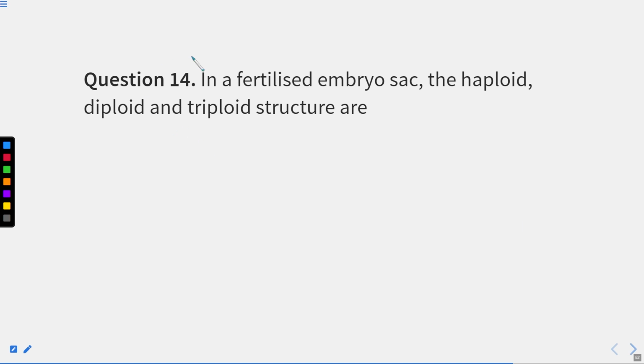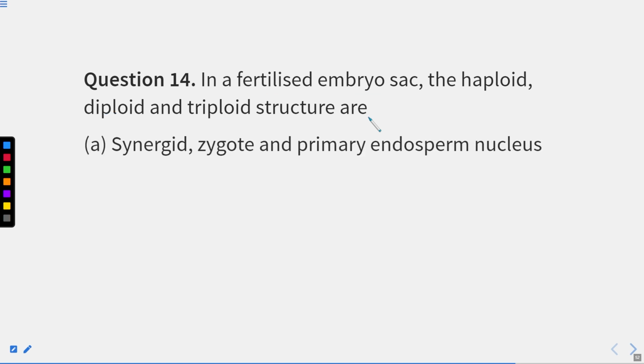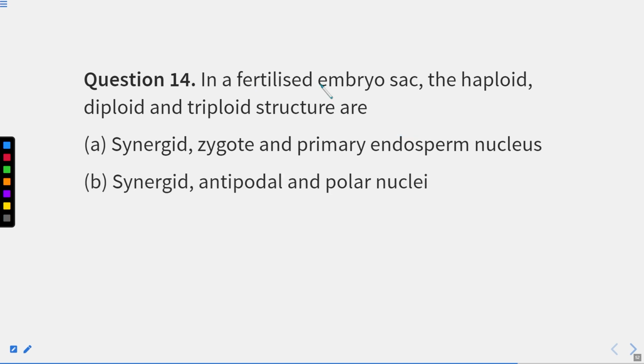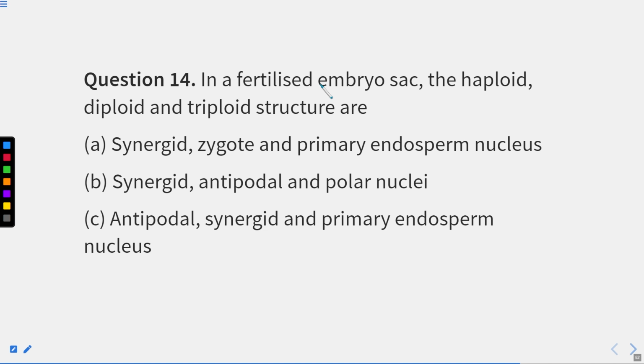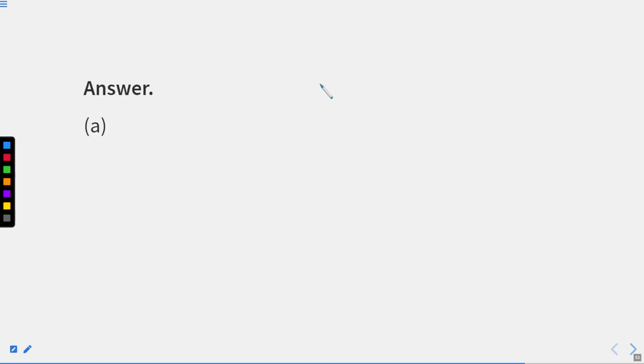Now let's talk about question number 14. In a fertilized embryo sac, so here they are asking about the fertilized embryo sac, the haploid, diploid and triploid structures are, options are: A, synergid, zygote, primary endosperm nucleus. Again I will repeat, they are talking about the fertilized embryo sac. Option B, synergid, antipodal and polar nuclei. Option C is antipodal, synergid and primary endosperm nucleus. Option D is synergid, polar nuclei and zygote. Now let's have a look at the answers. So option A is correct.